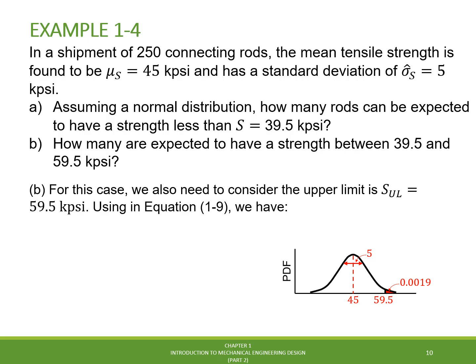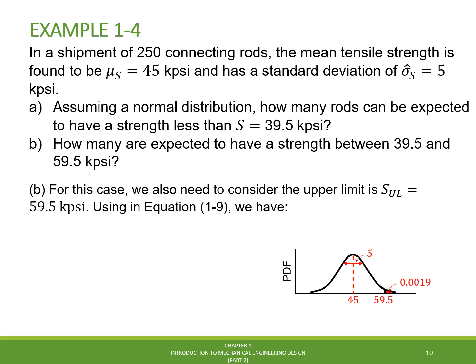We're going to add the two probabilities, right? Such that we're going to be calculating the probability that the tensile strength is going to be outside of the interval. And then we subtract that sum from 1 to calculate the probability that the tensile strength is going to fall inside the limit interval, which is exactly what part B is asking us.